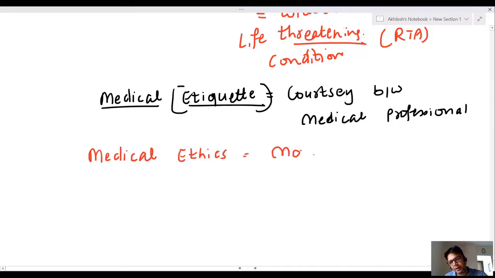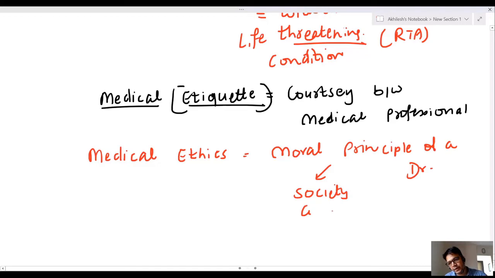Moral principle of a doctor for society, for community, for country, for patient, sir, this is known as medical ethics.